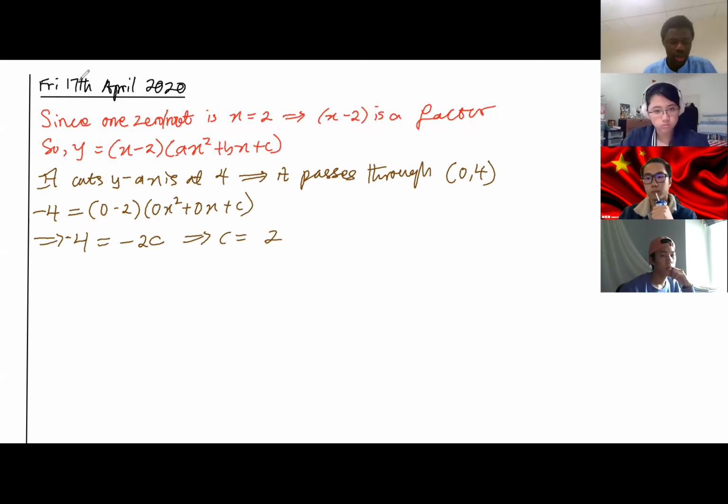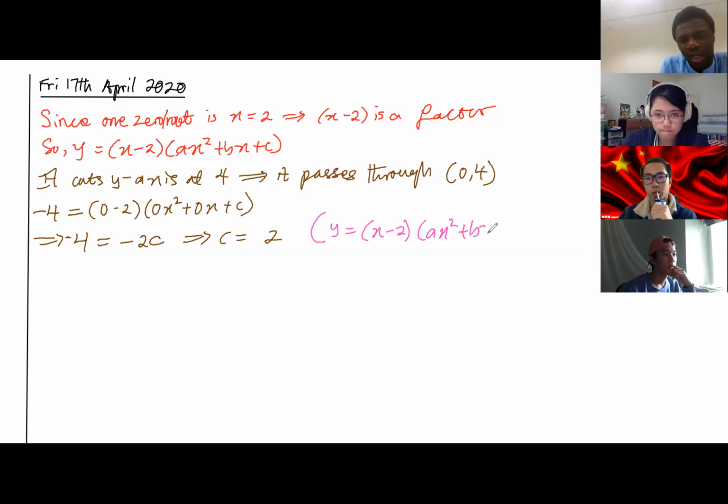We know that. So what else do we know? It passes through 2 other points. 1, minus 1. So I'm just going to write this. It's not necessary. So what I have right now is y equals x minus 2, ax squared plus bx plus 2. That's the situation now. Okay, I just want to put it here so I have an idea. This is where I am. I have now 2 more variables to solve.